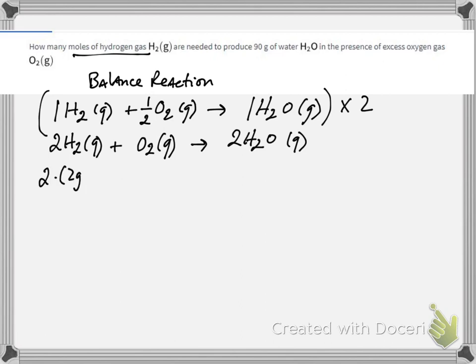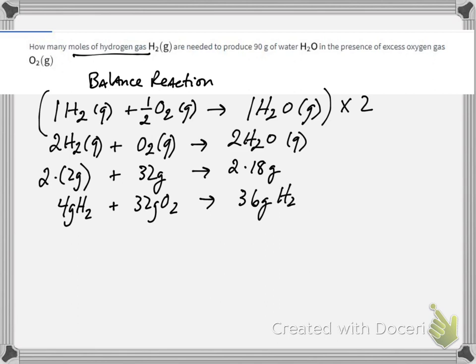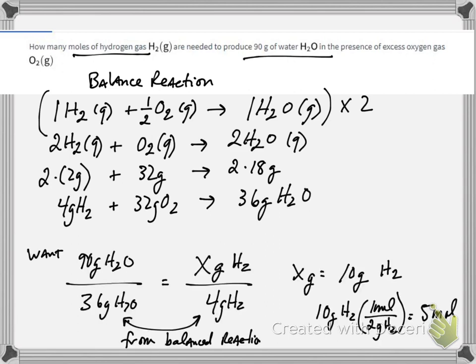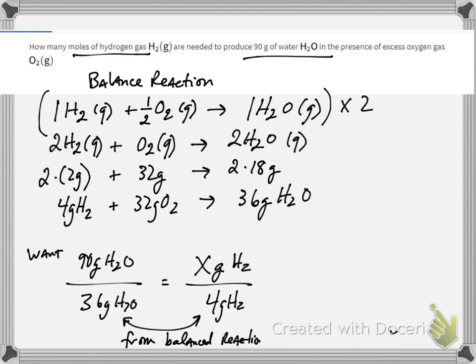What does this tell us? It tells us that we have 4 grams of hydrogen reacting with 32 grams of oxygen to make 36 grams of water. Right, so that's our chemical reaction in terms of mass. What we could do is, let's start here, we get from the balanced reaction that 36 grams of water are made from 4 grams of hydrogen, assuming that we have all the oxygen we need.